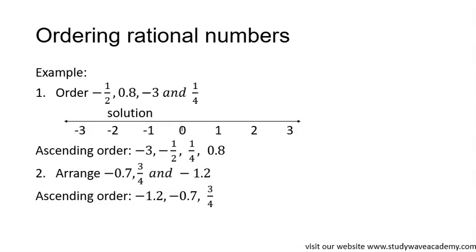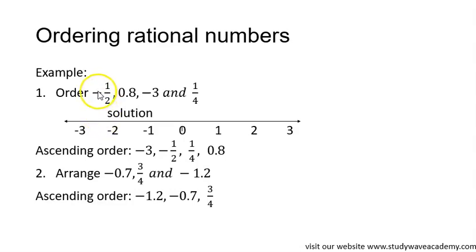Remember we said rational numbers include integers, fractions, and decimals. Okay, so ordering them, we're going to be looking at minus 1 over 2, 0.8, minus 3, and 1 over 4. Let's arrange this in ascending order, which is from the smallest to the biggest. First, I prefer converting the fraction to decimal. You can convert the decimal to fraction, but I prefer converting the fraction to decimal to know where to place it, to know which one comes first.